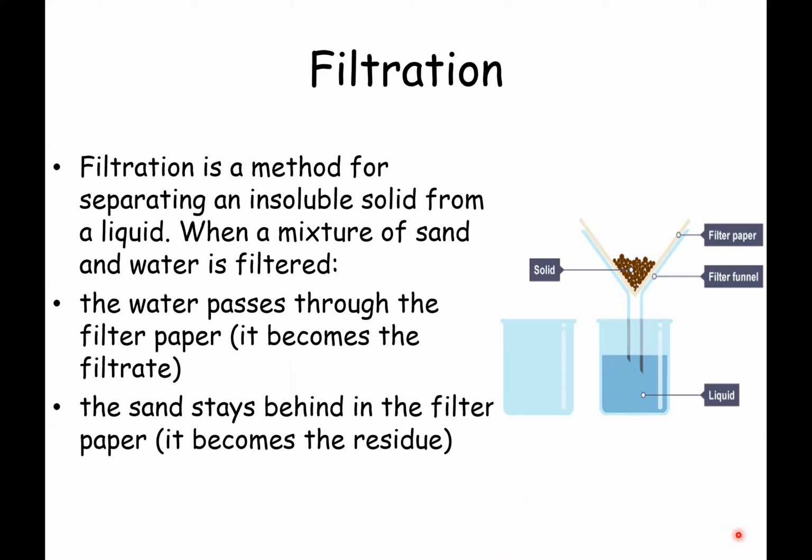So first, a beaker contains a mixture of insoluble solid and liquid, and then there is filter paper in a filter funnel above another empty beaker. The mixture is then poured into the filter funnel. The liquid particles are small enough to pass through the filter paper, and this becomes the filtrate. The solid particles are too large, so they stay behind as residue.